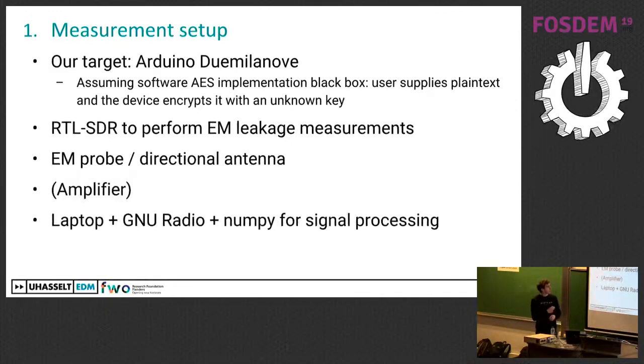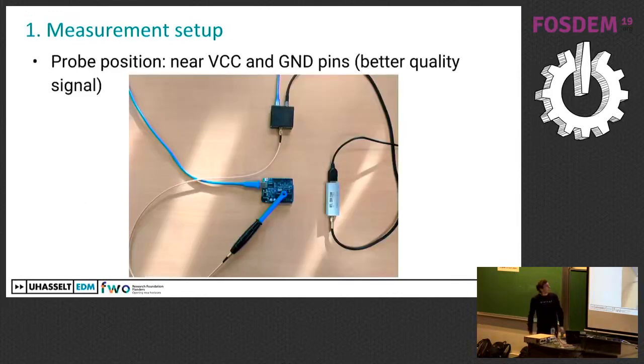And for that, we'll use the RTL SDR as our capture device. We'll also use an EM probe, which is just a special kind of antenna for capturing this kind of electromagnetic radiation. But you could, in principle, also use a directional antenna of some sorts. We're also going to use an amplifier, which is convenient because you guys all got an amplifier today, so that's nice. And then we can use a laptop and GNU Radio for some signal processing. Okay, so time to position the probe, and I found that a good location to do this is near the VCC and ground pins, because presumably there's more current going through there, and this gives us a better quality signal.